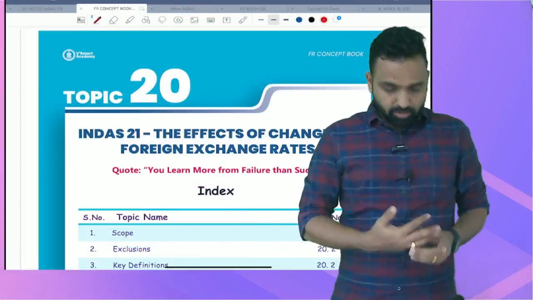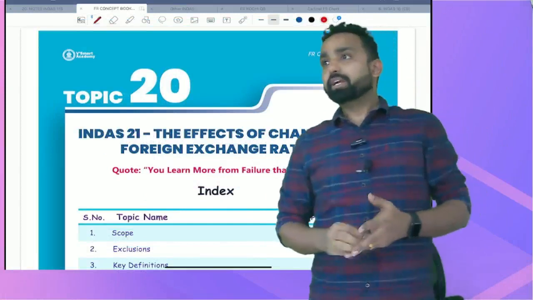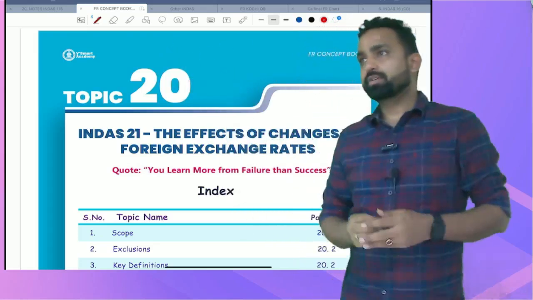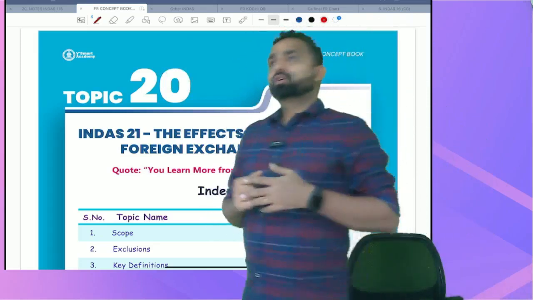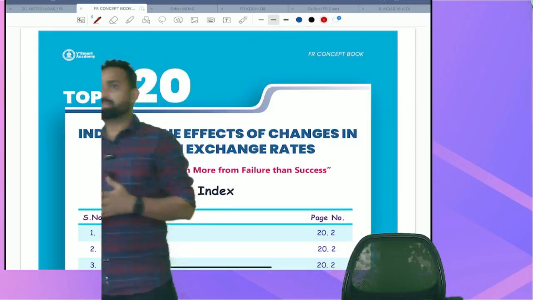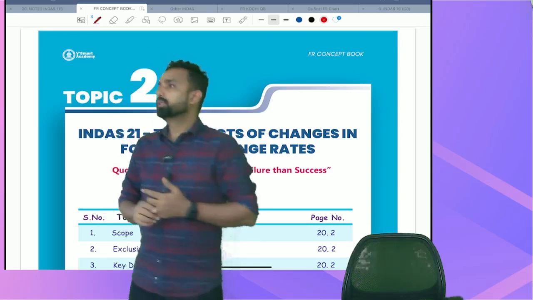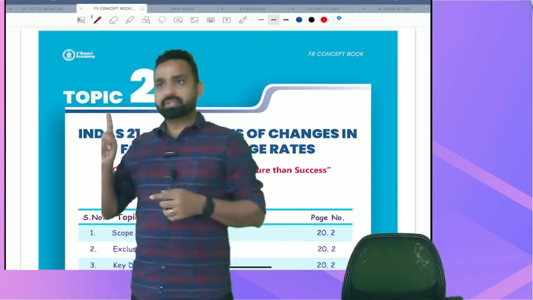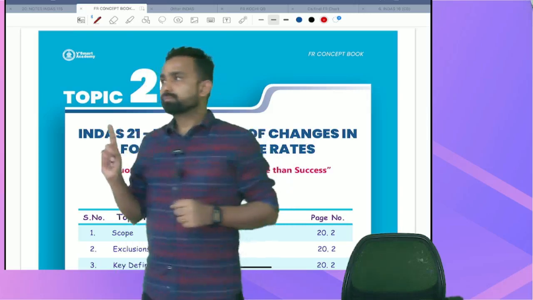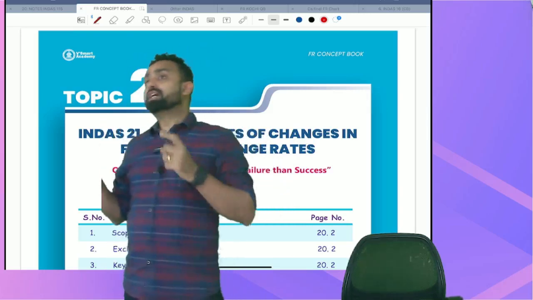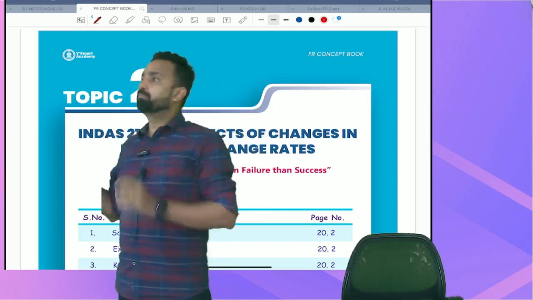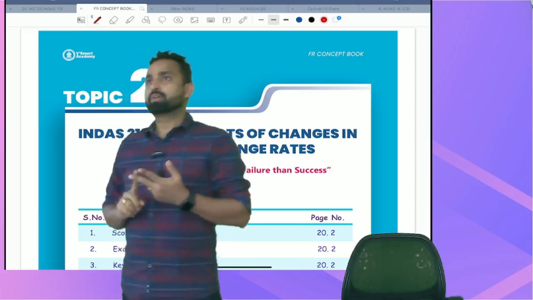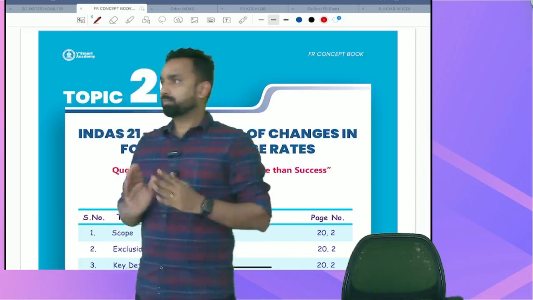So it was AS 11 in CA Intermediate. Let's cover a few basic things first. Currency. Start with the currency. There are three types of currencies as per Ind AS. First, the foreign currency. Second, the functional currency. Third, the presentation currency. Repeat: foreign, functional, presentation.